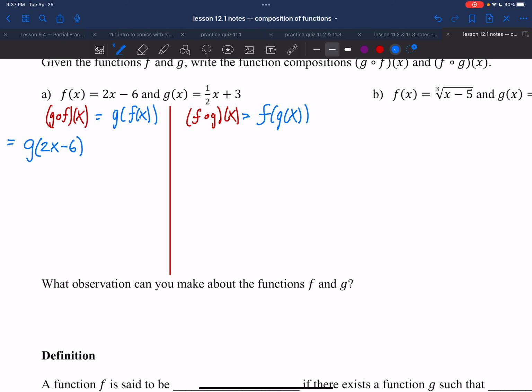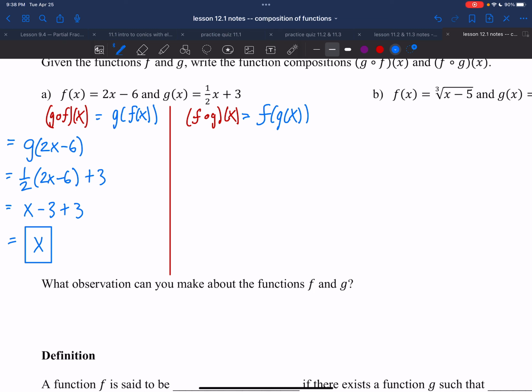And so you could just say, okay, well then it's 1/2 times x, but the input isn't x anymore. The input is 2x minus 6. So it's 1/2 times (2x minus 6) plus 3. Distribute the half, you get x minus 3 plus 3, which ends up being x. So it looks like g of f of x ends up being equal to x. Well, that's kind of nice.